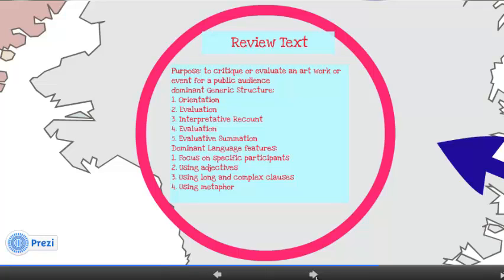The next kind of English text is review text. The purpose of review text is to critique or evaluate an artwork or event for a public audience. The dominant generic structure is orientation, evaluation, interpretative recount, evaluation, and evaluative summation. The dominant language features are, first, focus on specific participants, using adjectives, using long and complex clauses, and using metaphor.